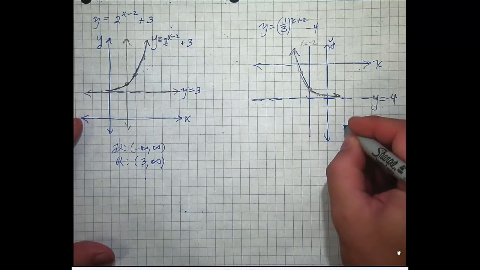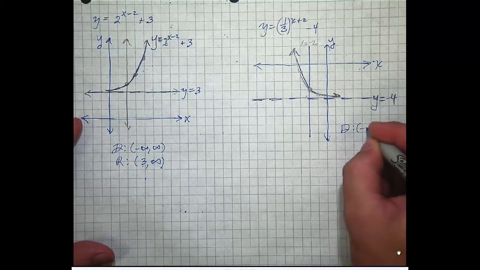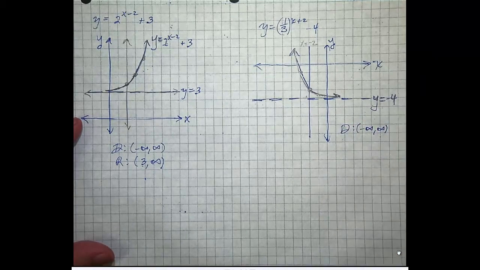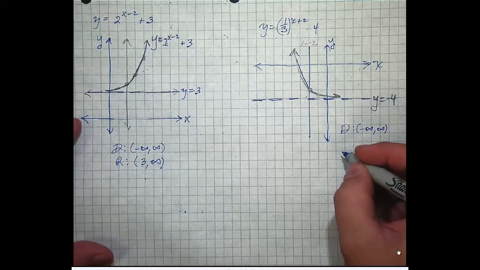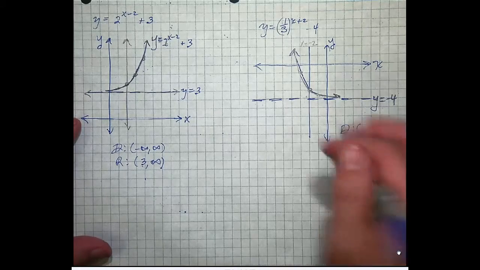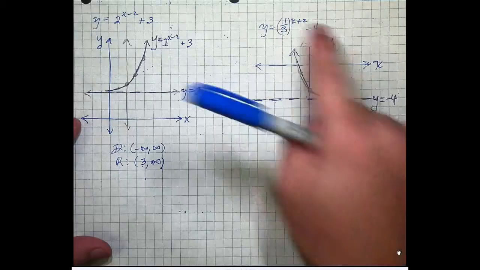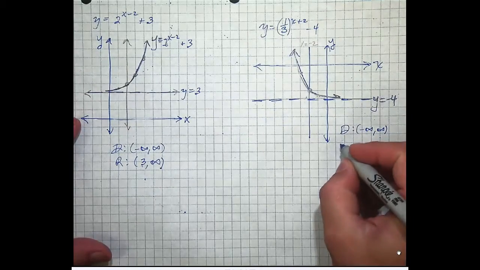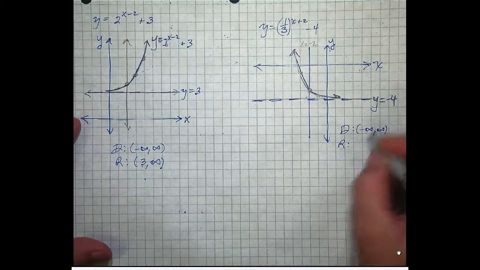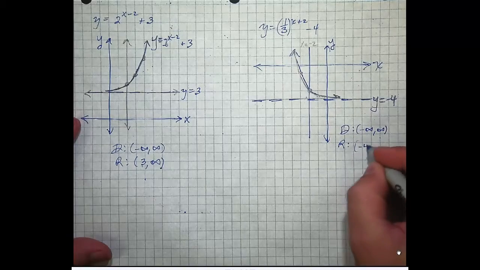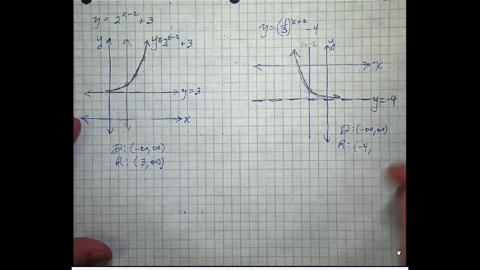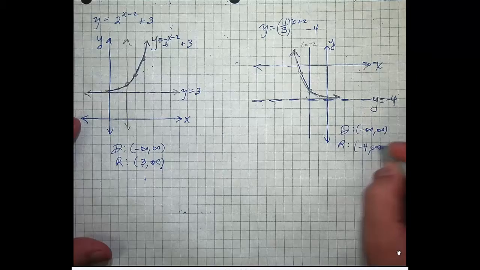Oh, and just so I don't forget, domain here was negative infinity to infinity. That's the domain on all exponential functions unless there is something up there that imposes a restriction. And the range would be from negative 4, which is where the horizontal asymptote is, to infinity.